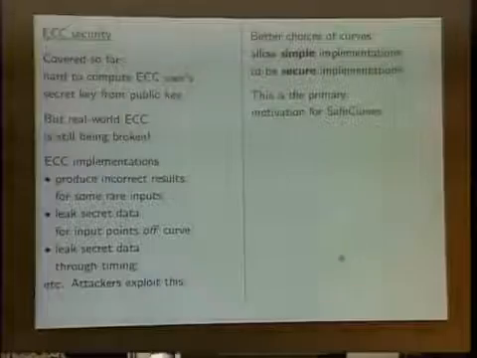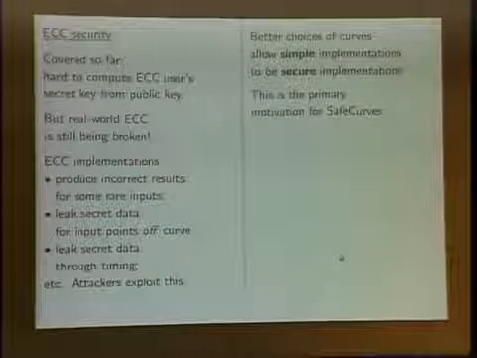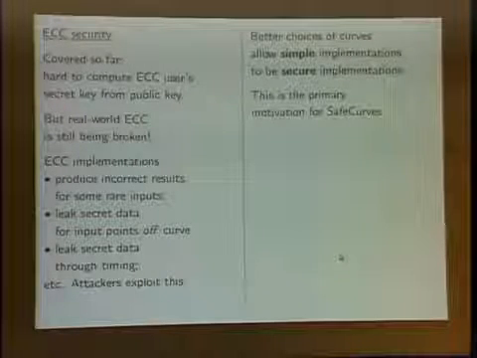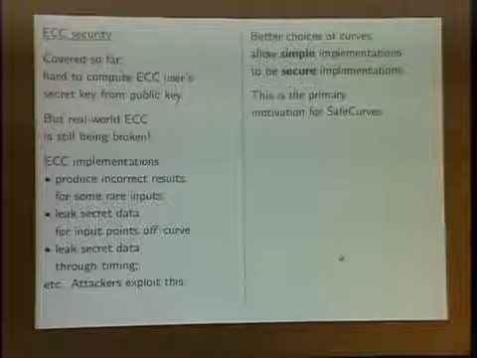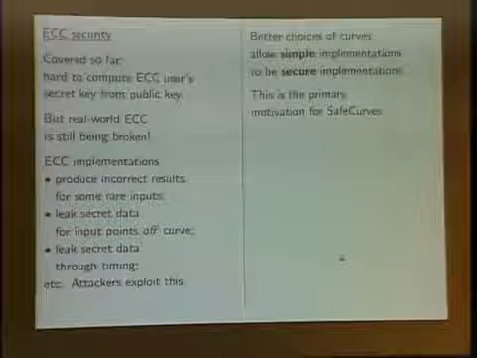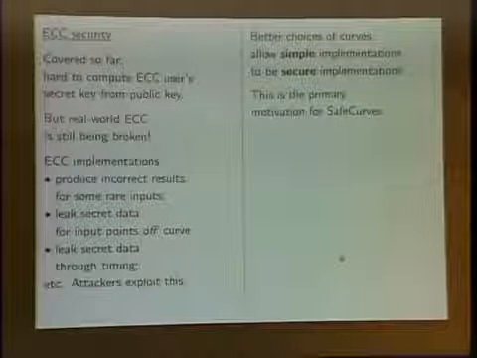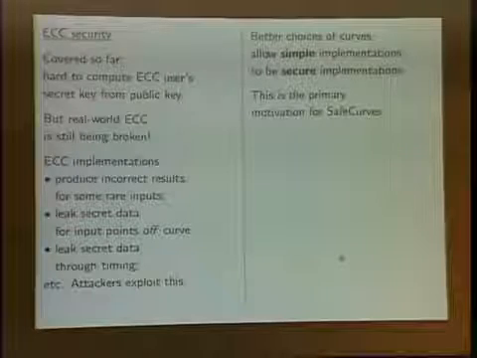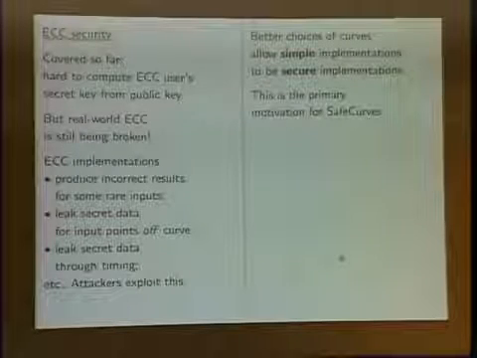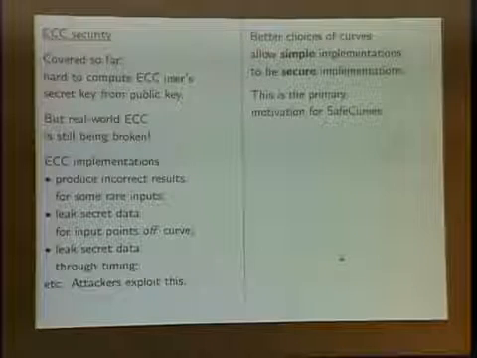So if you change what your curves are, then remember from before with D being square or not square, that changes whether there are some failure cases that are hard to test for. Well, if you choose your curves carefully, then you end up with the simple implementations actually being correct, secure implementations. And that's a very good feature. It makes ECC much less fragile, much less likely to fail, much easier to implement in a secure way. And that's the main motivation for SafeCurves.